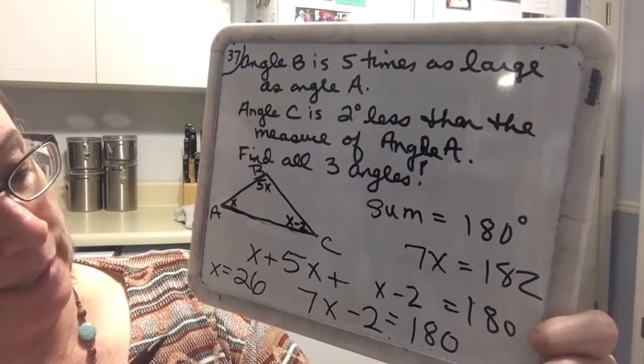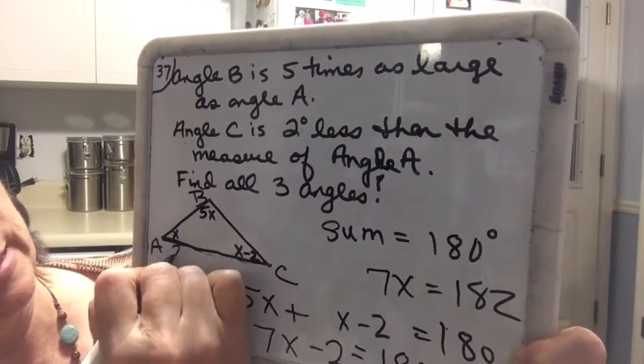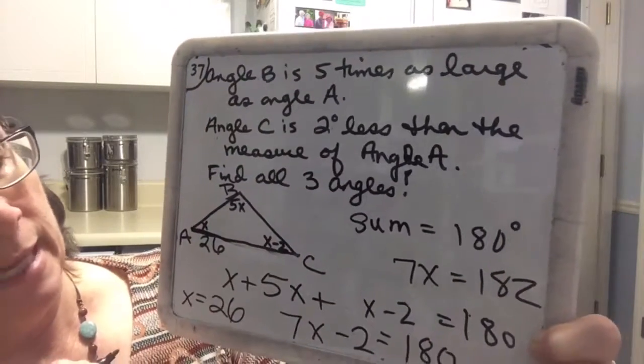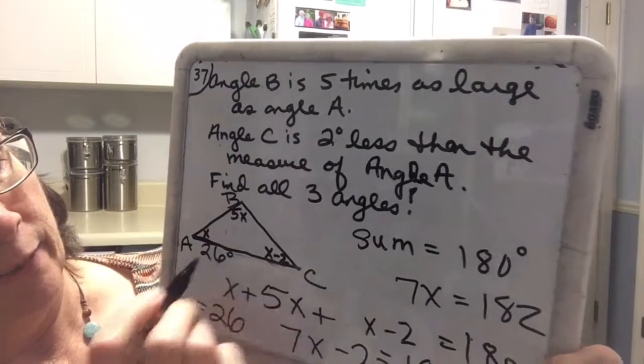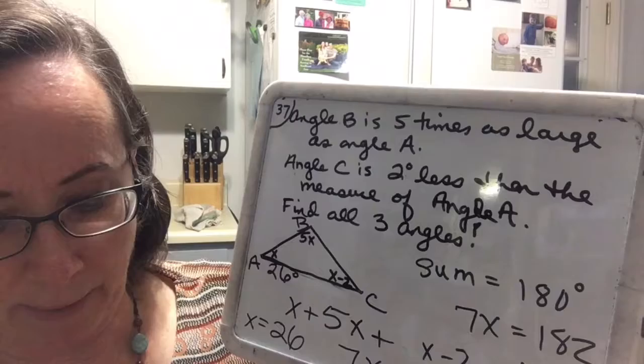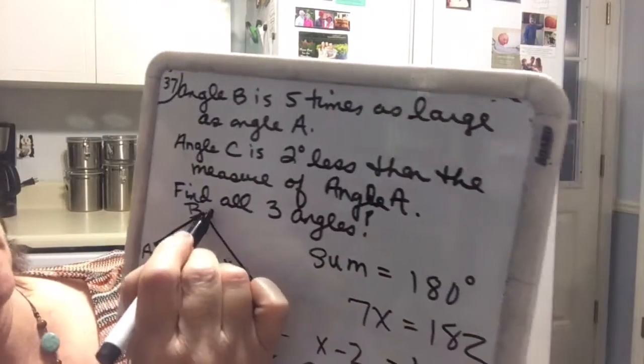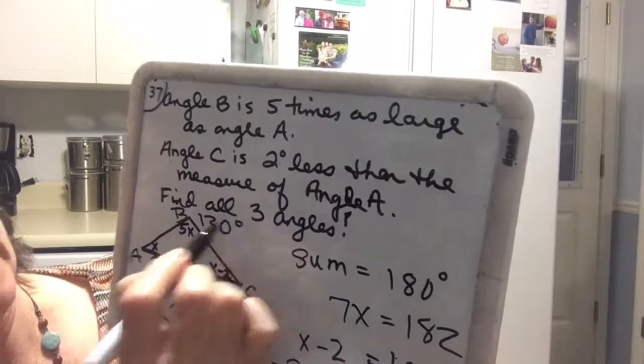Okay, so let's check it. 26 degrees is this one right here. So let's put in 26 degrees. All right, and then this one is 5 times 26, so let's take 26 and multiply by 5, and we get 130. So this one up here is 130 degrees.